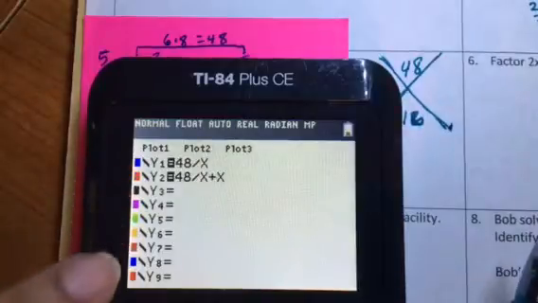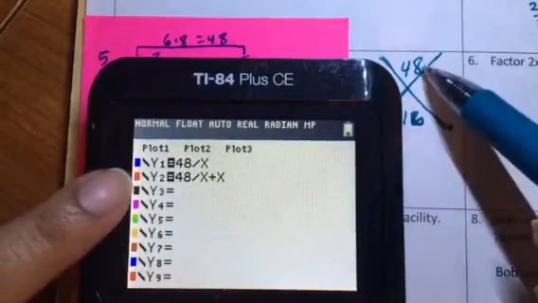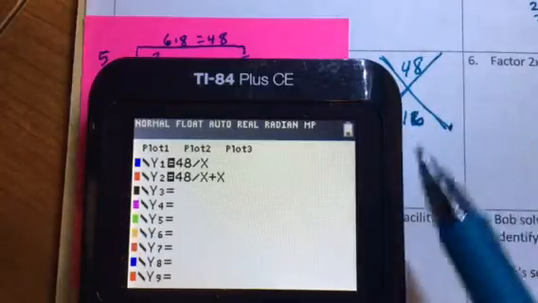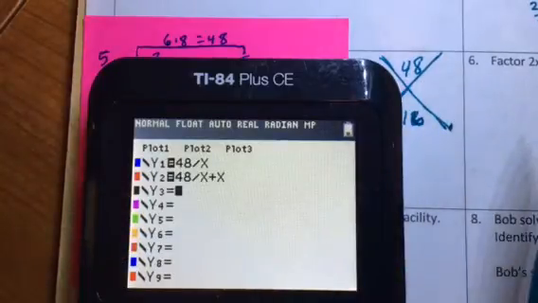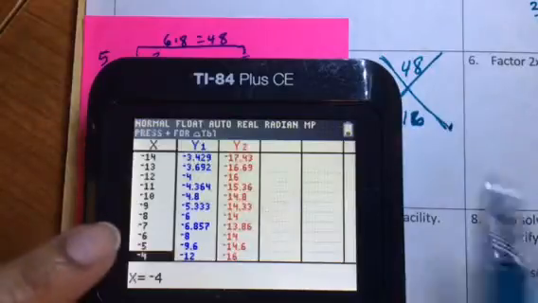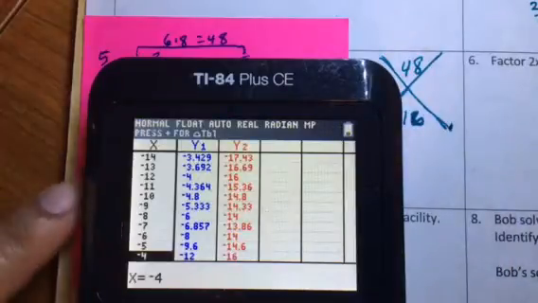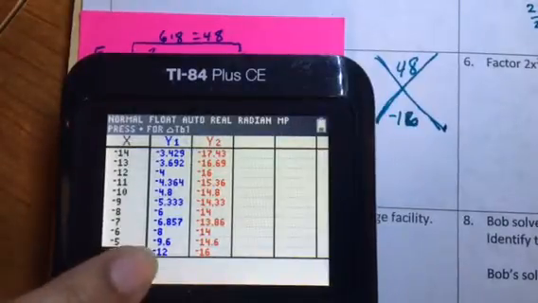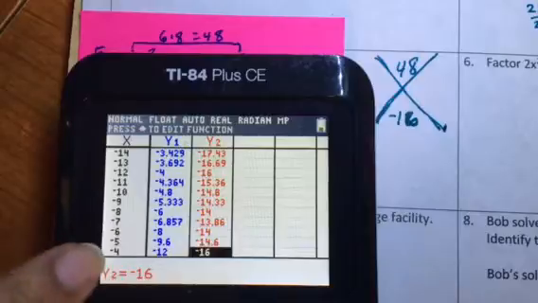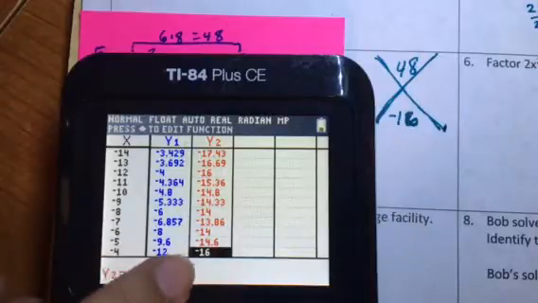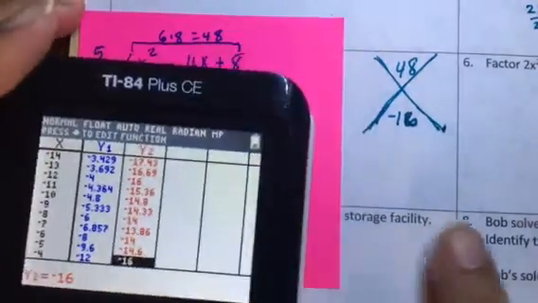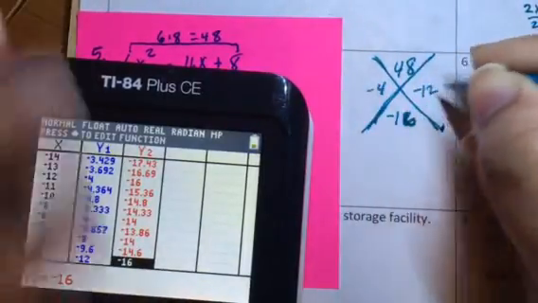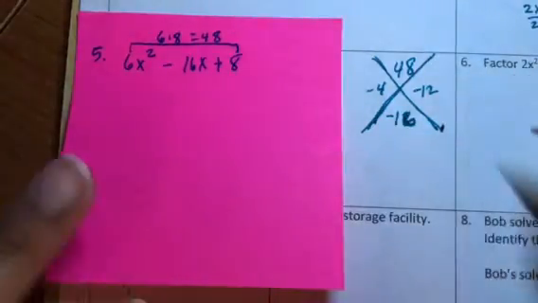So if you go here, you should have the top number, which is 48, divided by x, in y1, and in y2 you're going to have the same thing, and then you're going to add x to it. So second graph, I look for negative 16. Just so happens negative 4, negative 12 gives me negative 16. So those are the numbers that I need to use. So negative 4 and negative 12 are the numbers that I'm going to use.